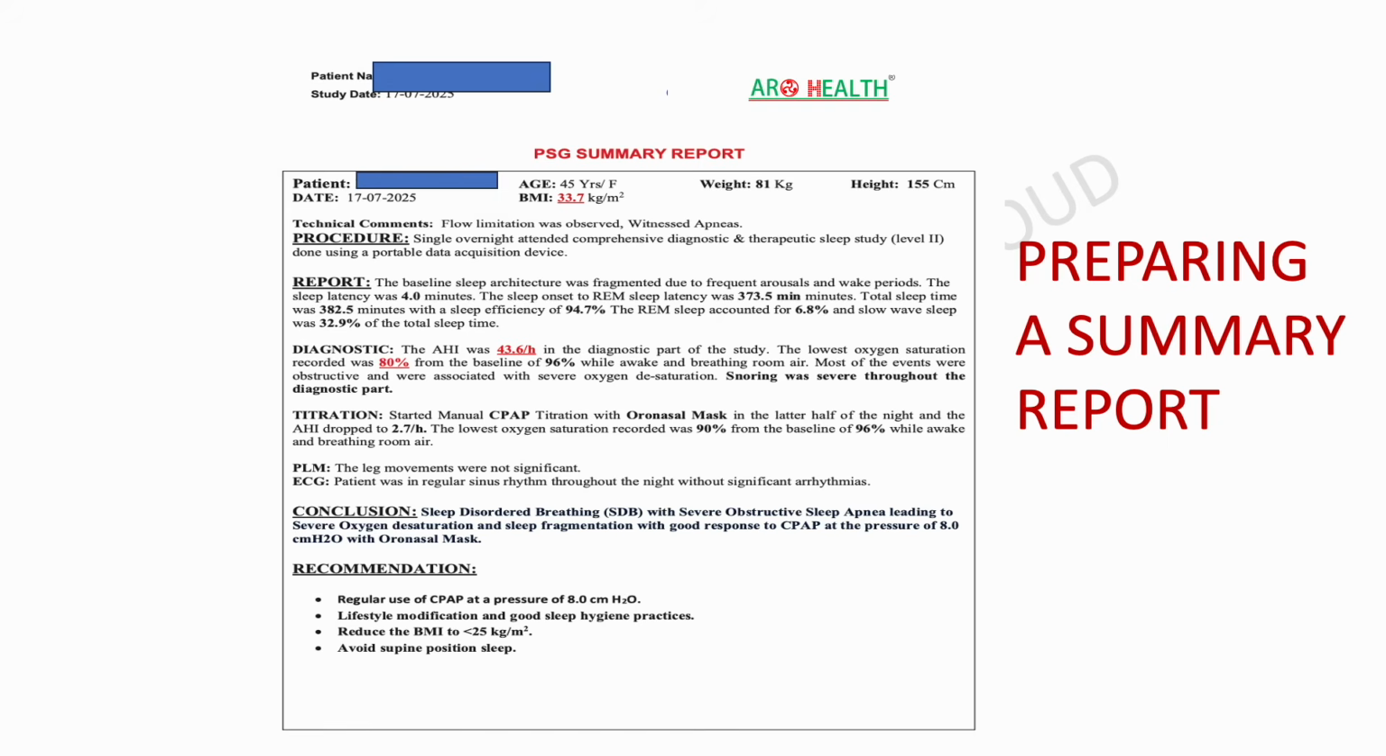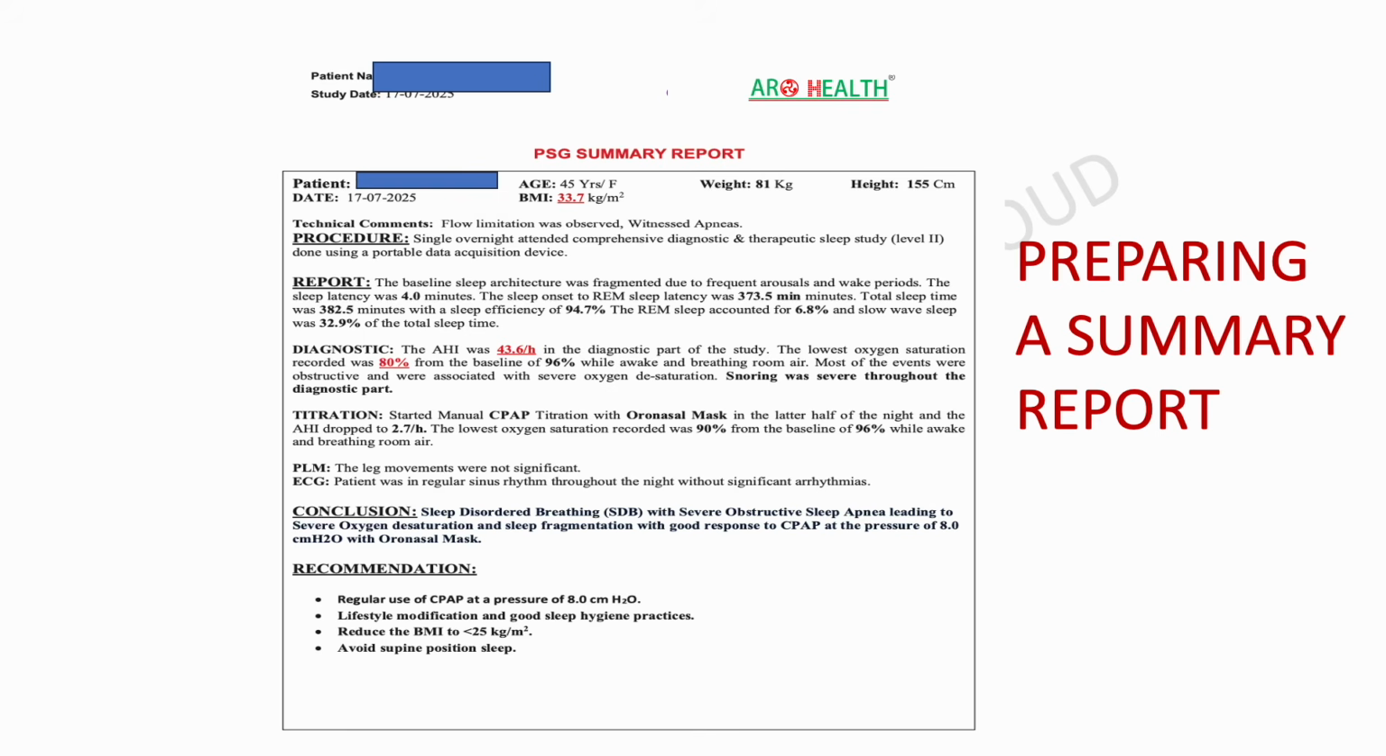The next thing that we're looking at is the report section, where we're talking about the sleep architecture first. We're talking about the sleep latency. We're talking about the sleep efficiency. We're talking about REM latency, which was also affected in this individual. And we are also looking at the duration of REM sleep, which was very low for this individual. So we are trying to give a basic understanding of the sleep architecture.